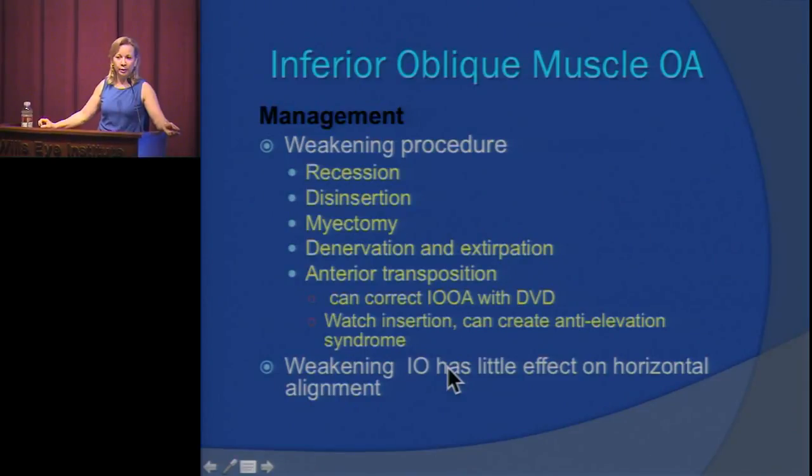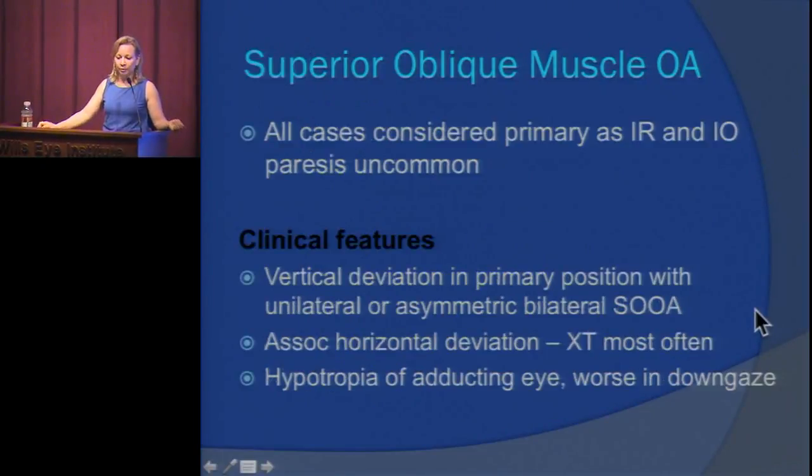Also a board question. They don't ask you a lot about anti-elevation syndrome, but you see that on the written boards as one of those answers that you'll have. Anti-elevation syndrome is where you place that insertion too much laterally, the patient goes into abduction and they can't elevate the eye. Weakening the inferior oblique has little effect on the horizontal alignment, so that's kind of interesting because you can do a lot with the inferior oblique without affecting the primary position frequently.